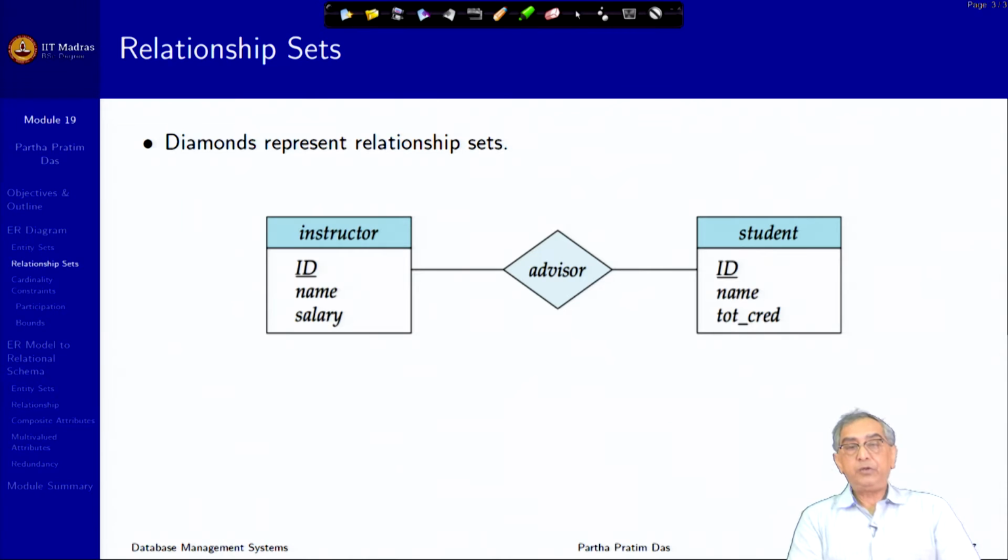Now, between two entity sets you can have a relationship which is shown as a diamond, and in the middle of the diamond you give the name of the relationship and you connect the entity sets through lines. And implicitly it means that advisor is a relationship between instructor and student, and the relationships, unless otherwise specified, will mean the relationship between the key of the entity set on left and the key of the entity set on right. So, advisor will have instructor.id and student.id, this pair to work with.